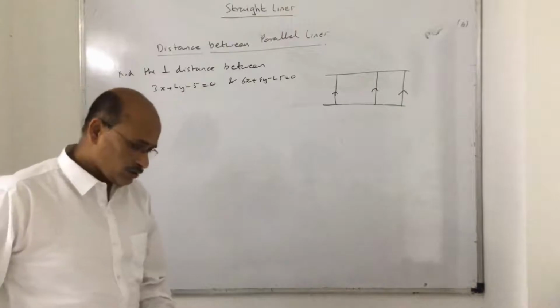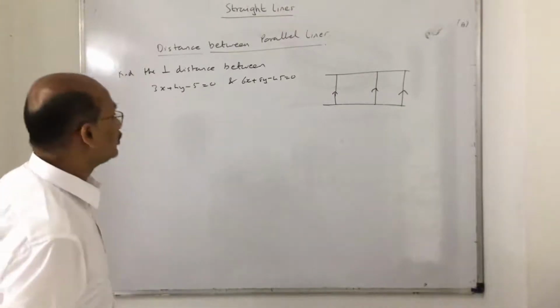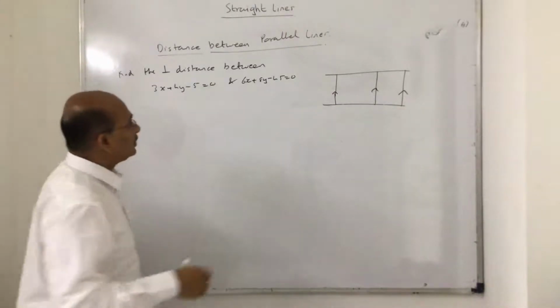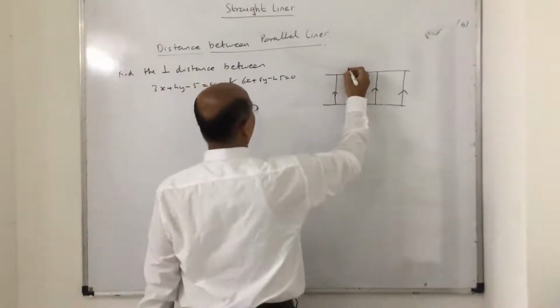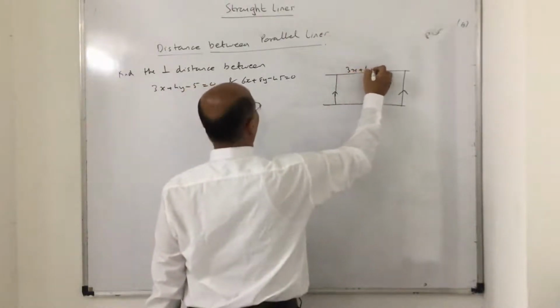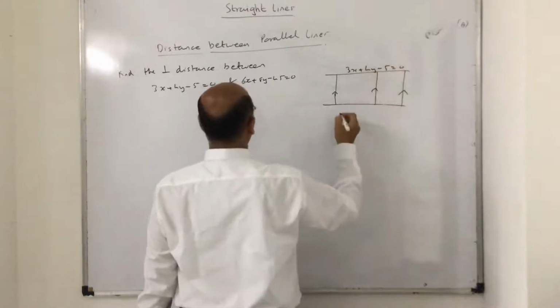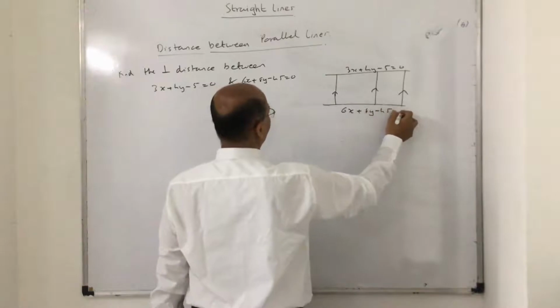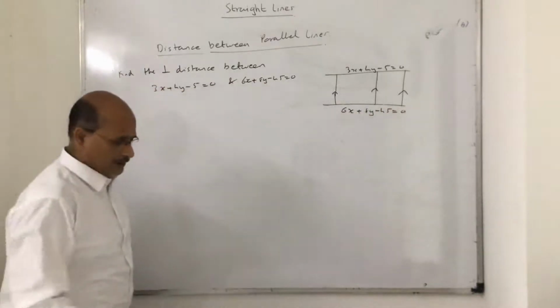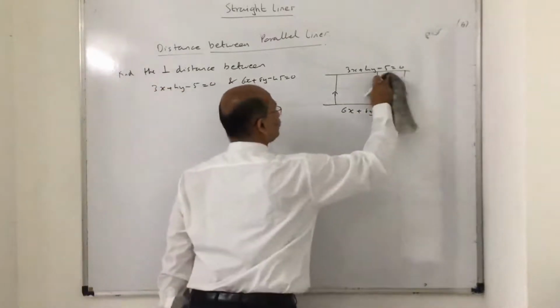Okay, there are many ways to do this sum. So just pay attention now. First thing is, suppose these are the two lines given to you. This is 3x plus 4y minus 5 equal to 0. Second is 6x plus 8y minus 45 equal to 0. Right?